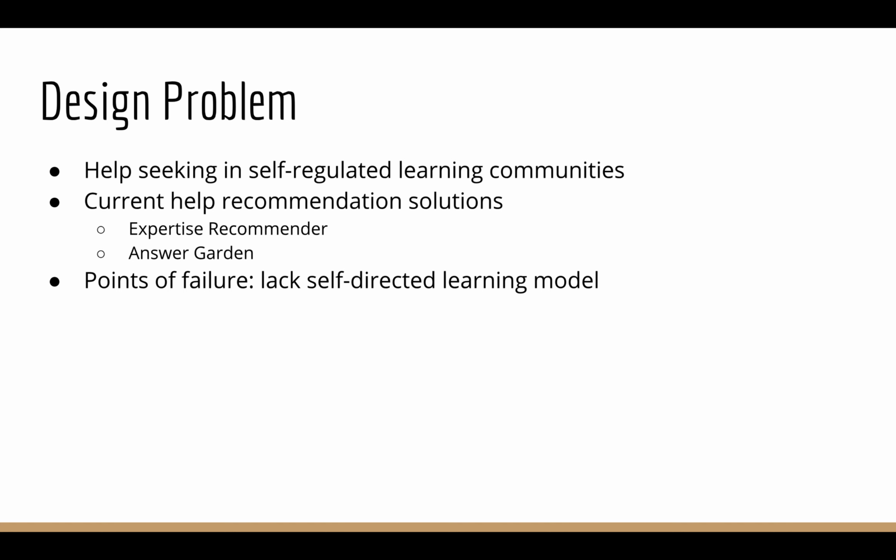While there are current help recommendation solutions such as expertise recommending and the Answer Garden, what they fail to do is promote this reflection of identifying the problem and resources to seek help from, even if it is through scaffolds or whatever it may be. And they don't facilitate the final help seeking and make sure people are actually able to get the help they need. So the point of failure that we see in current design solutions and research is a lack of a self-directed learning model to be facilitated for help-seeking requirements such as these.